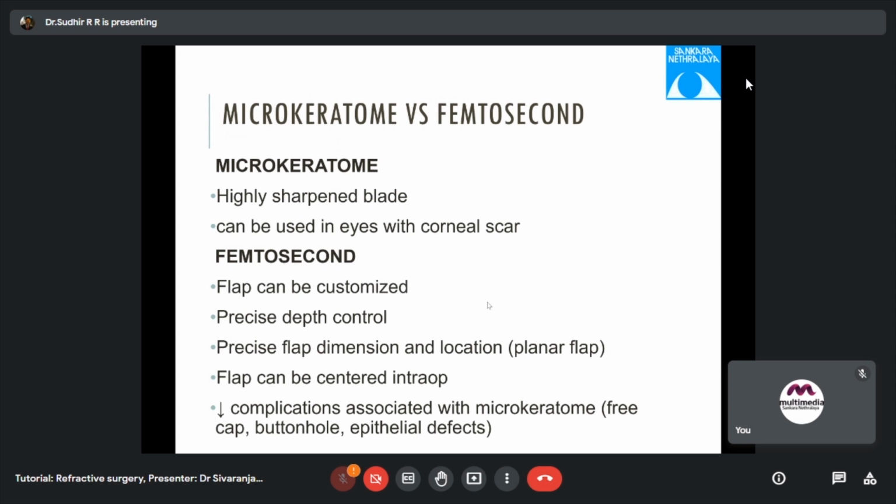Okay, so you need to get a hinge. So when it is flat, what happens when the microkeratome runs through? It can run fully, which is a free cap.